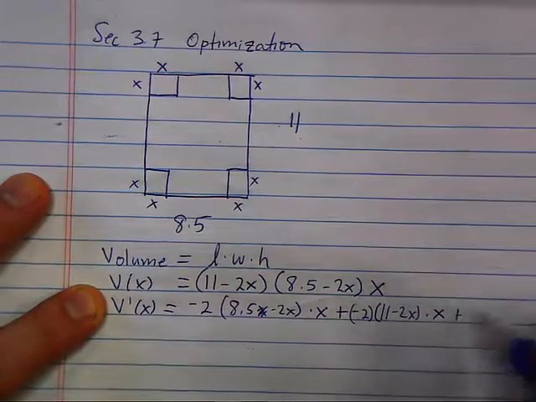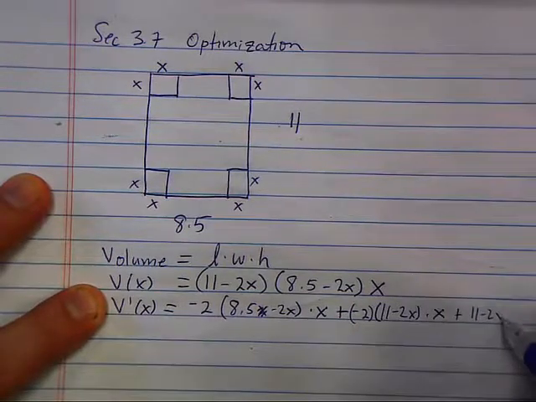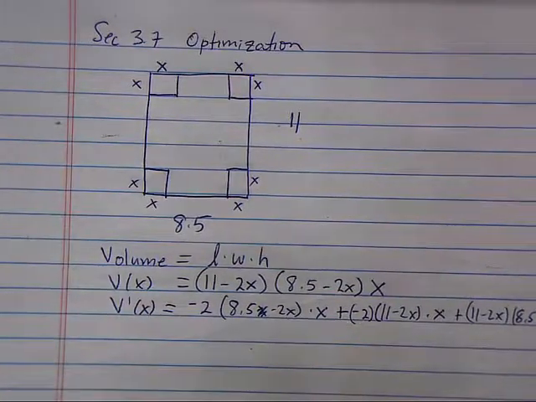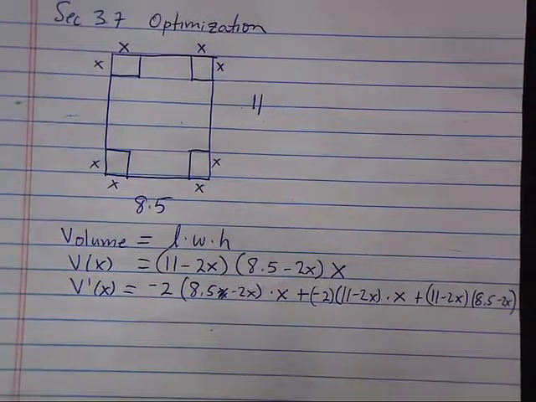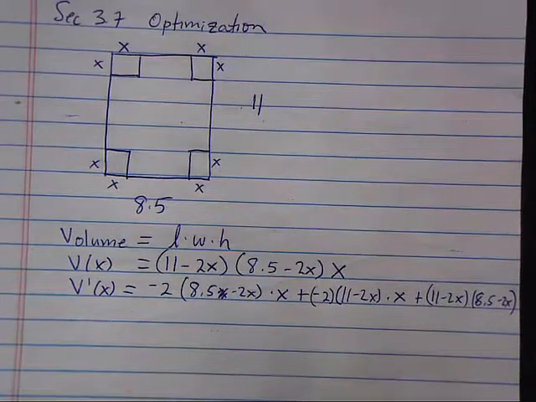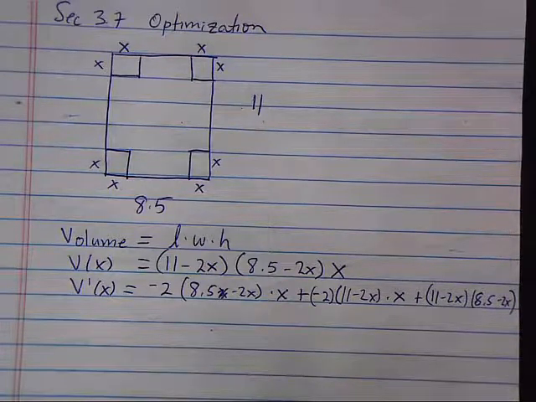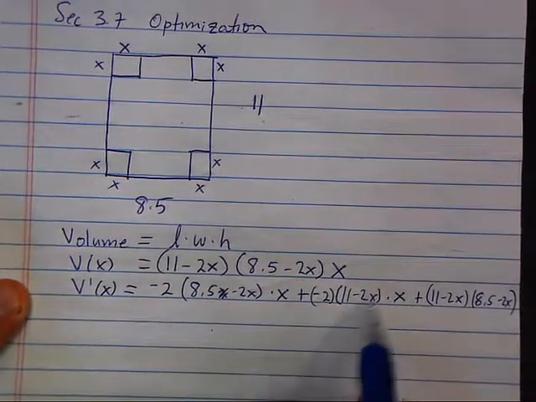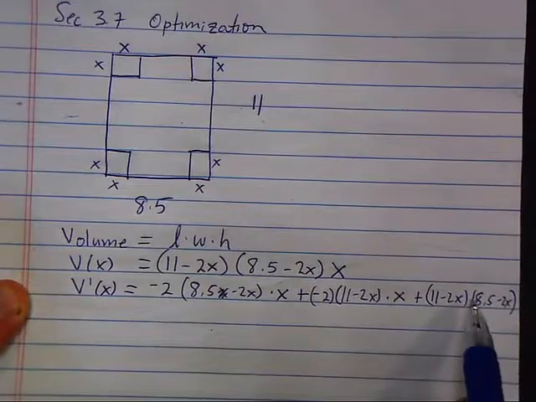Plus, one more to go. I leave the first one alone, 11 minus 2x. I leave the second one alone, 8.5 minus 2x. And I take the derivative of the third one. The derivative of the third one is 1. All right, now what I need to do is take that derivative and set it equal to 0 and solve that equation. So I think I'll take this negative 2 and distribute it through, take this negative 2, distribute it through, FOIL over here, combine all my like terms and see what I have.